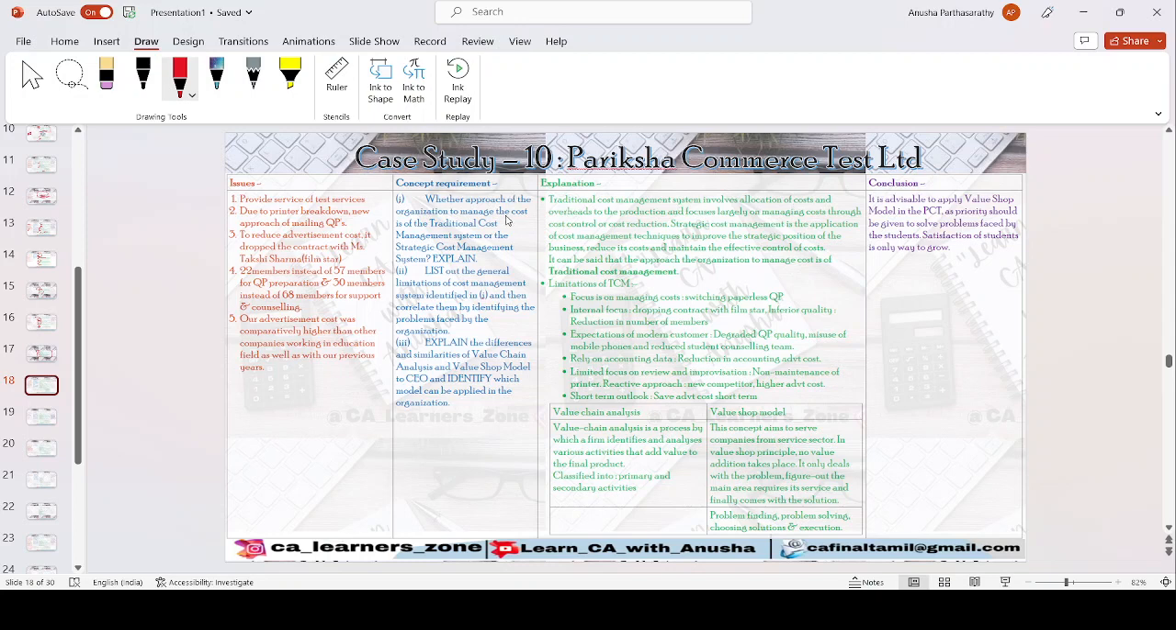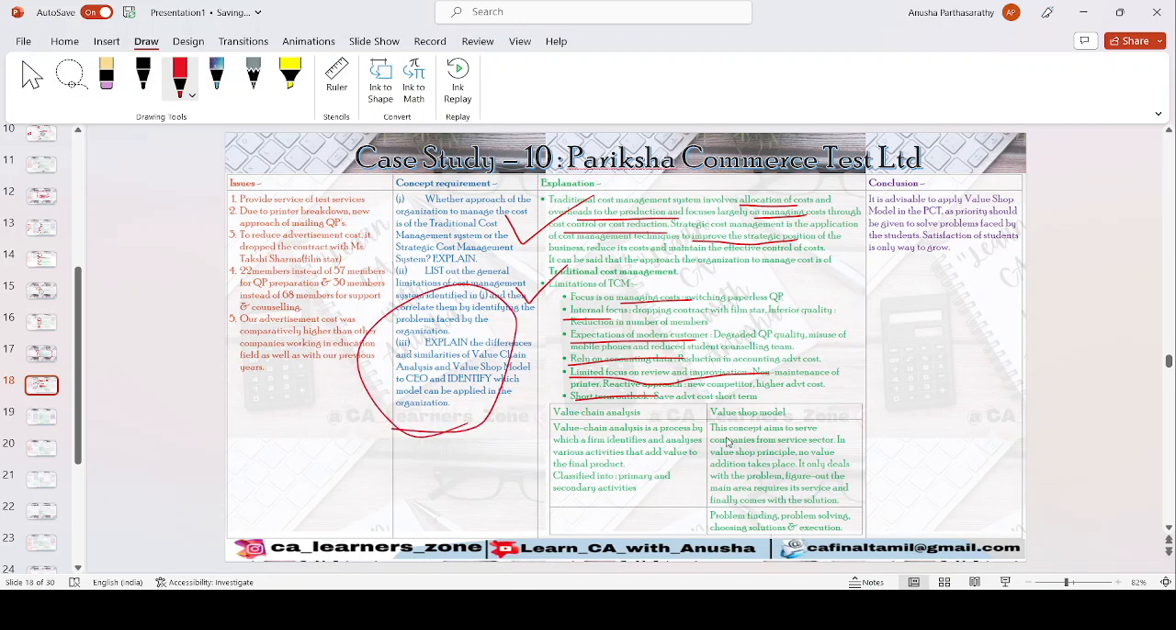So Commerce Test Limited is following a traditional cost management system, because it focused on allocation of cost and overheads to the production, and it focused mainly on managing the cost through cost control and cost reduction. Strategic cost management, on the other hand, is to improve the strategic position of the business. Then what are the limitations of TCM? Focusing on managing cost, internal focus, expectation of the modern consumer, relying on accounting data, limited focus on review and improvisation, and short-term outlook. And then you have to differentiate between the value chain and value shop model.